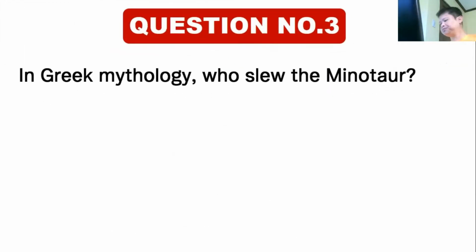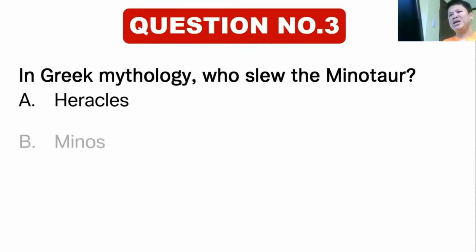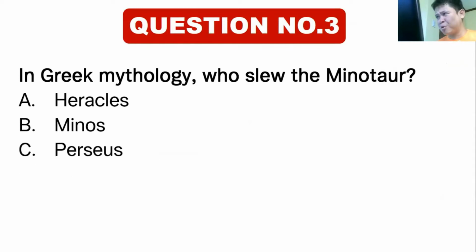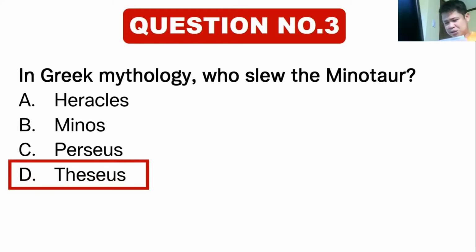Next, number three. In Greek mythology, who slew the Minotaur? A, Heracles. B, Minos. C, Perseus. D, Theseus. The correct answer is letter D, Theseus.